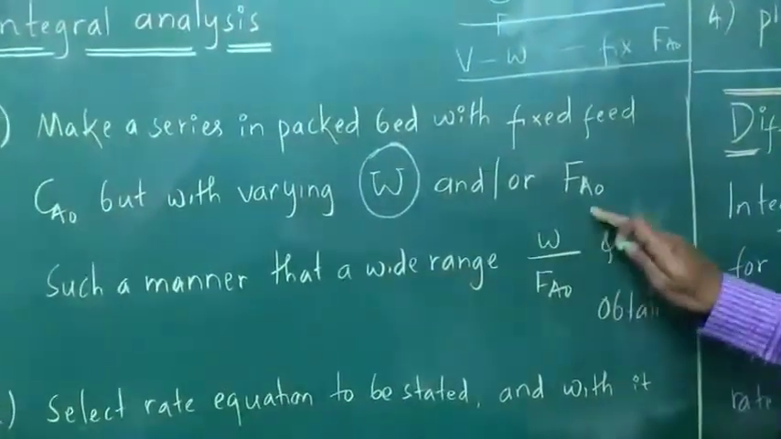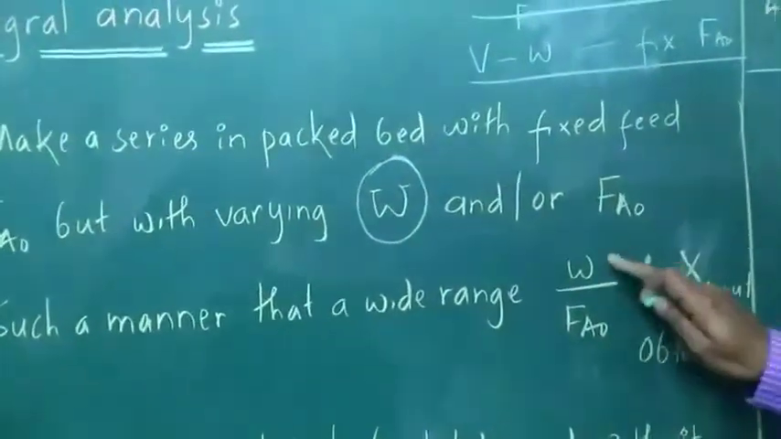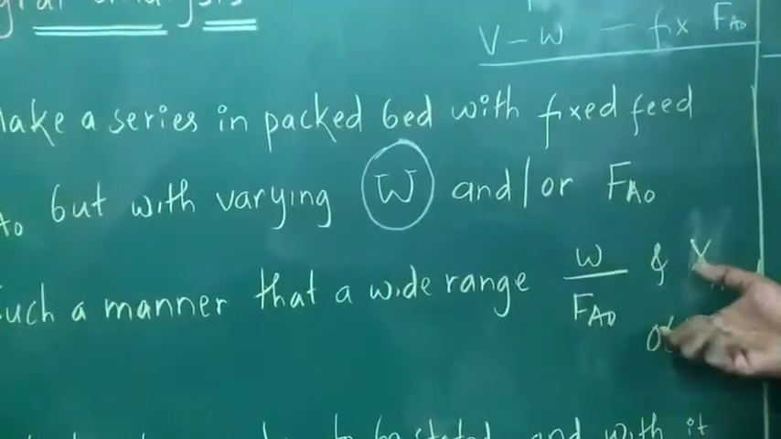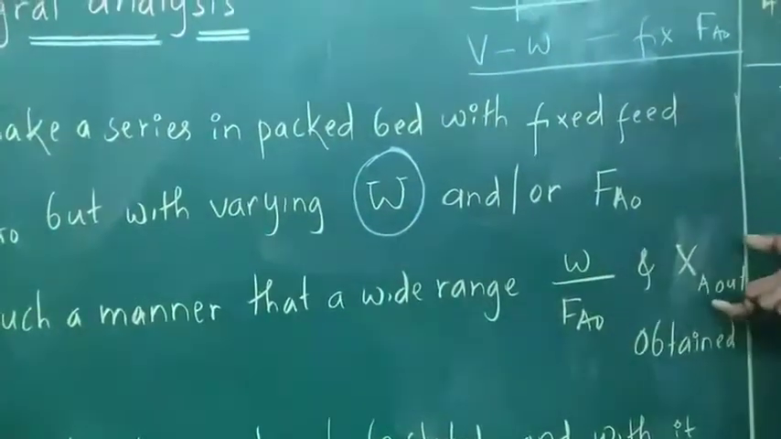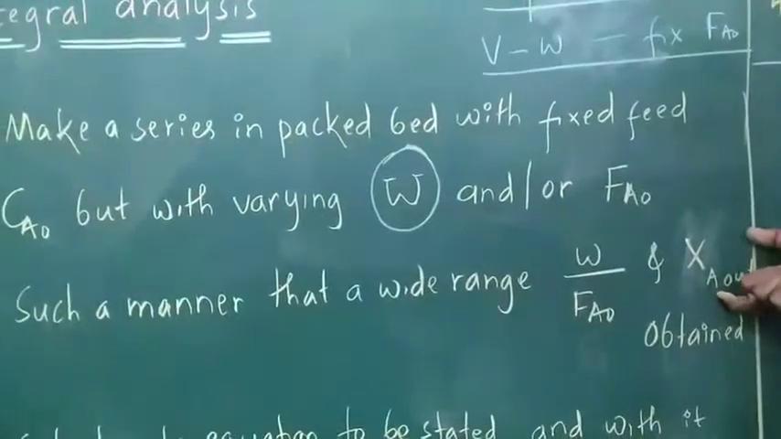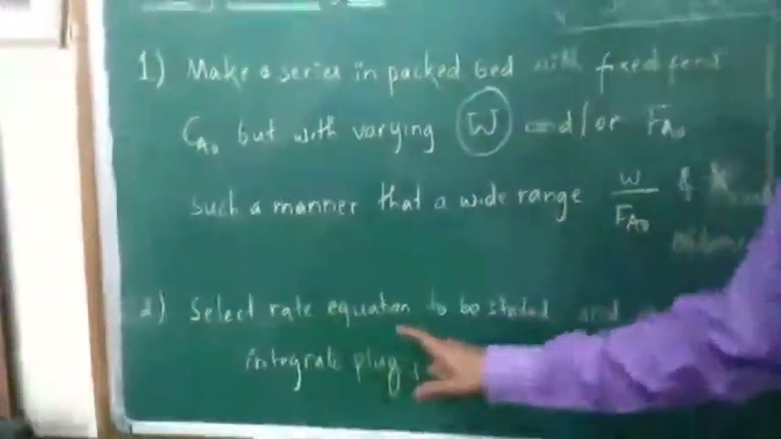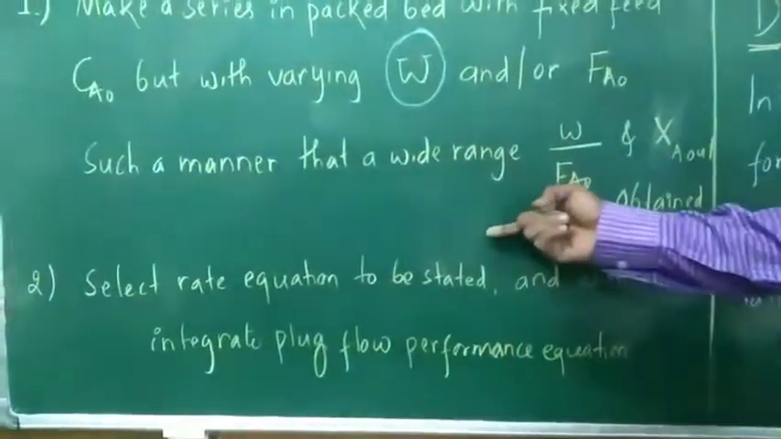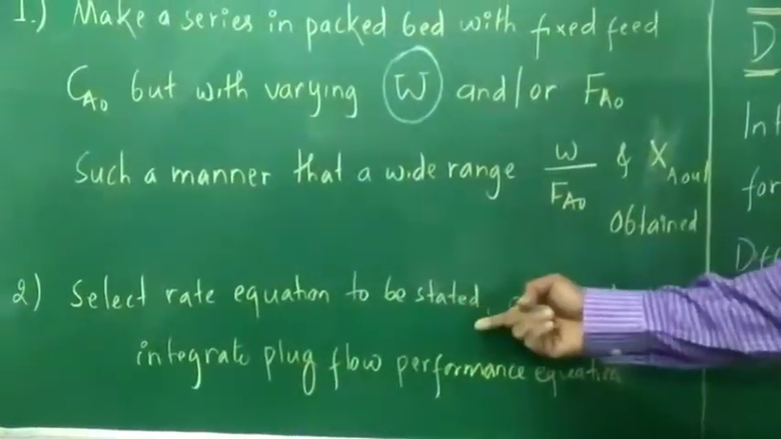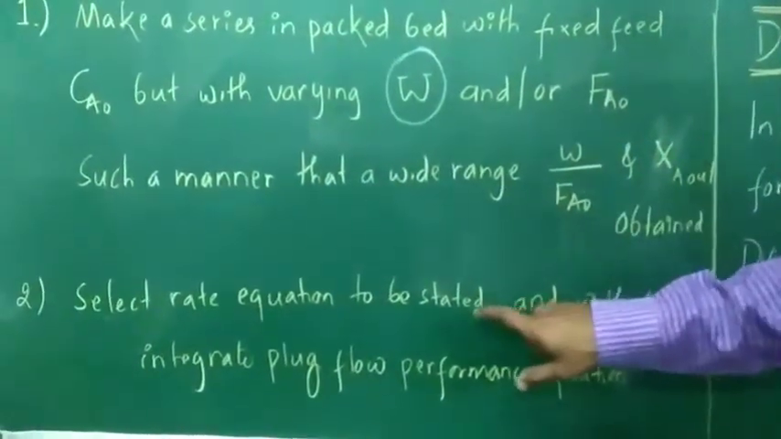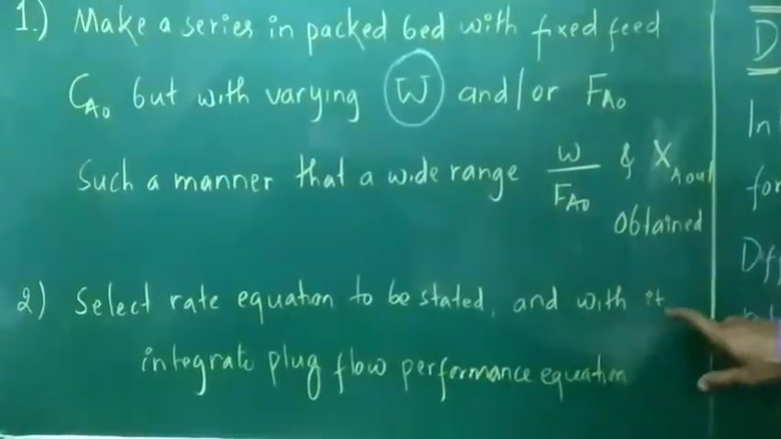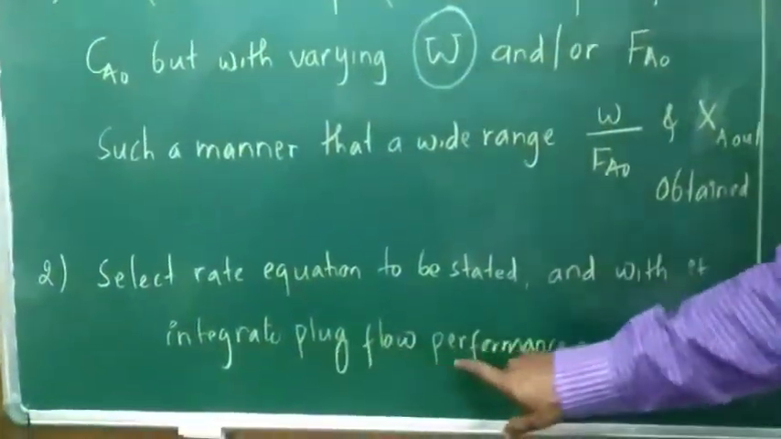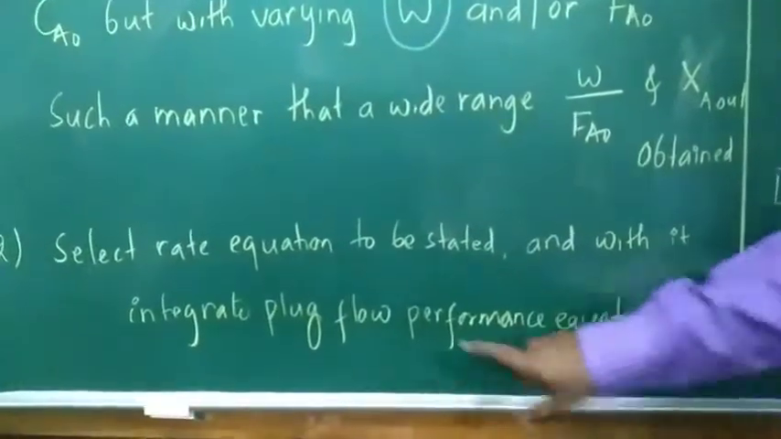What you are doing is changing the W value. FA naught is fixed, so therefore you will get a different value. For each run, calculate the conversion of the reaction. Select the rate equation to be tested. Suppose you are assuming the rate of reaction is first order, so use the appropriate equation and fit this data by using the selected equation. Integrate it and use the plug flow performance equation.